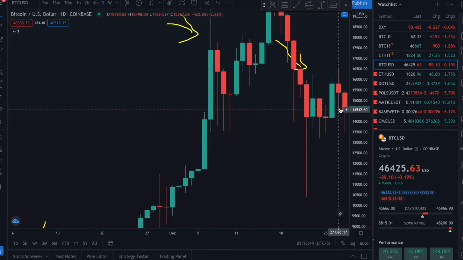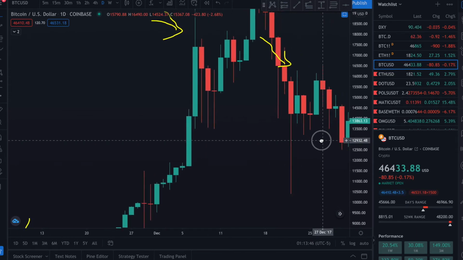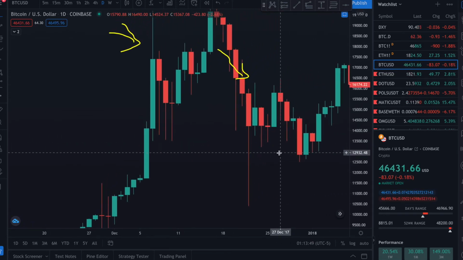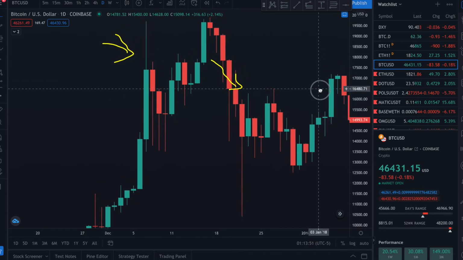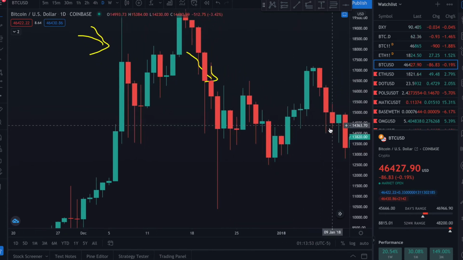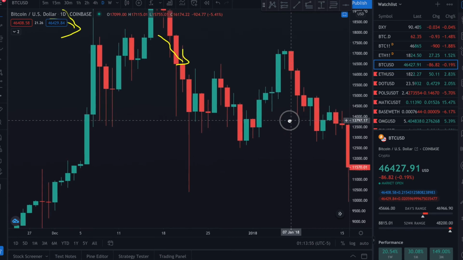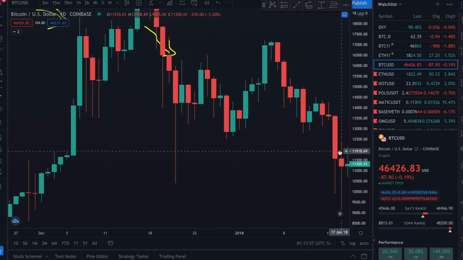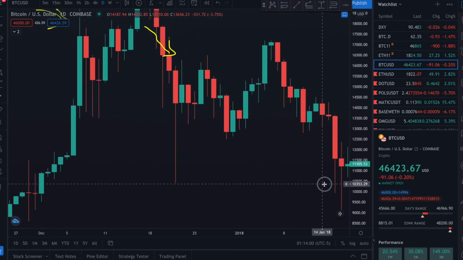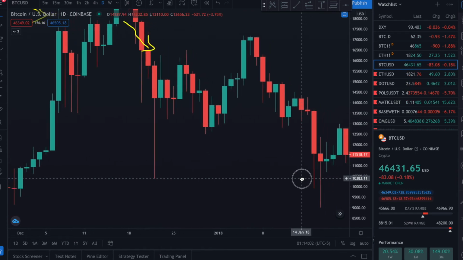Boom. Close red, and there we go. So you start to get the idea, and it looks like the bulls are starting to win again, followed by a lot of bears. So it's taking you on a little roller coaster here. But as you can see, these wicks are dictating where price action wants to move, okay?